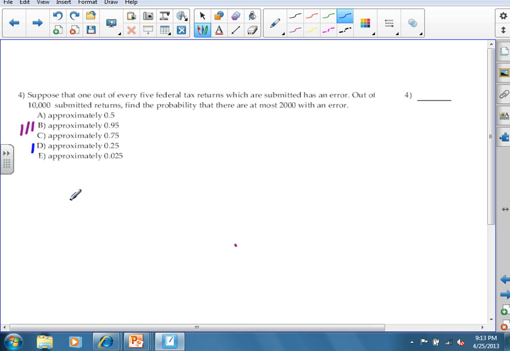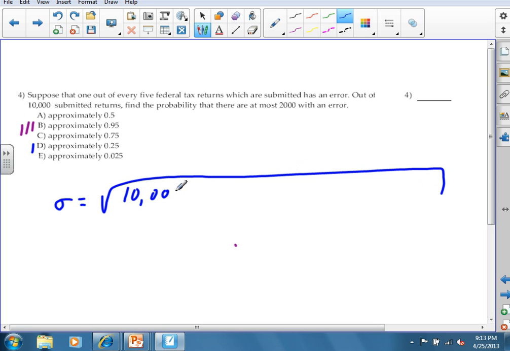We've got to find the standard deviation: the square root of the number of returns times the probability of getting an error, 1/5, times the probability of not getting an error, 1 minus 1/5. So my standard deviation is 40.